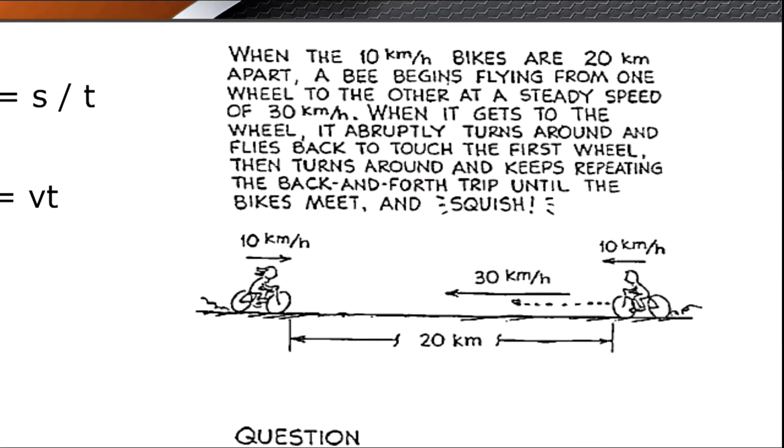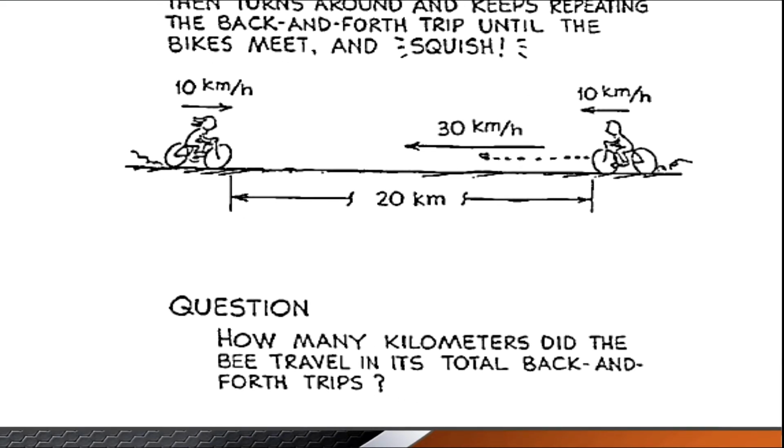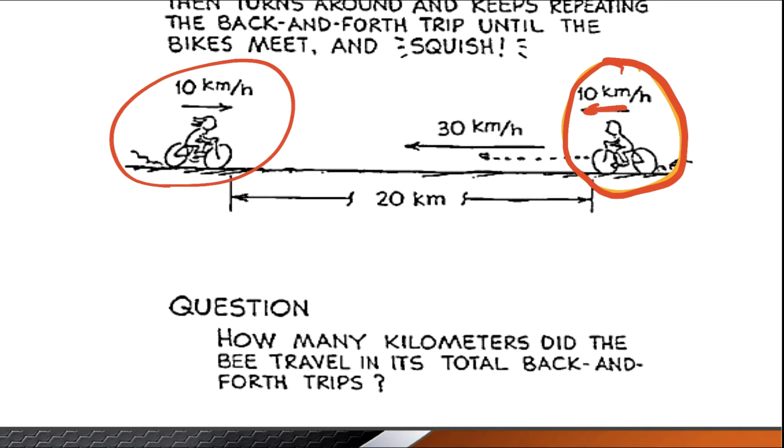This is a fun one. Just get away from the math for a second. Let's say that you have two bicyclers. Both of them are traveling at a speed. Well, we should say velocity, really, because we know that this guy is moving to the left at 10 kilometers per hour, and that this one is moving to the right at 10 kilometers per hour. They are 20 kilometers apart.